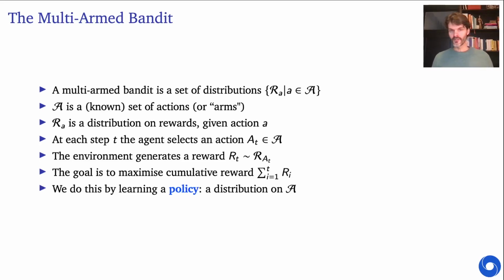And we will specifically optimize this cumulative reward over your lifetime by learning a policy, which in this case is just some distribution on the set of actions. We could think about deterministic policies, which always take the same action, but during learning it's also sometimes useful to have stochastic policies, which pick actions according to some random distribution. And the policy will change over time as we gather more data.